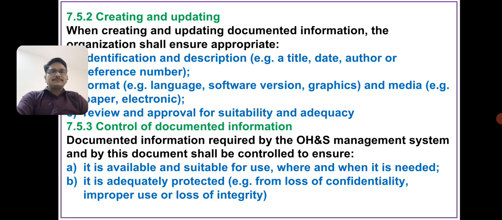Now, next subclause is 7.5.3, control of documented information. For this, documented information required by the OHS management system and by this document shall be controlled to ensure it is available and suitable for use, where and when it is needed, and it is adequately protected from loss of confidentiality, improper use or loss of integrity.